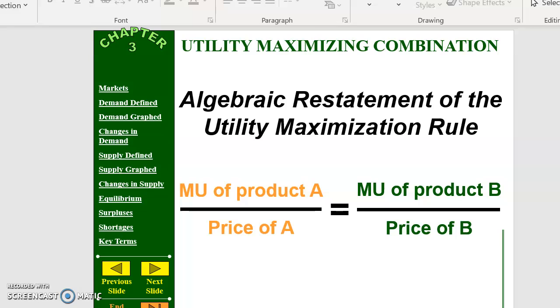Algebraic restatement of the utility rule. Marginal utility of A over price of A equals marginal utility of B over price of B. Okay, that's what you're shooting for.